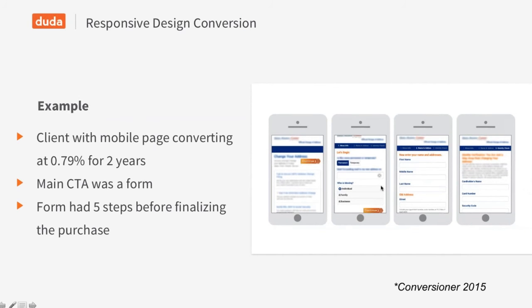So now I've got an example. This is from Conversioner. There was an agency that had a client with a mobile page that had a form converting at about 0.79% for about 2 years, which isn't really that great, and that's not uncommon to see for a conversion rate like that on mobile sites. The main call to action was, of course, a form, and when they investigated this, they found out that the form had 5 whole steps that those visitors had to complete before actually finalizing the purchase, and that's a lot to ask of a mobile visitor.